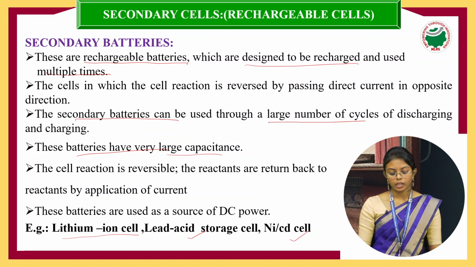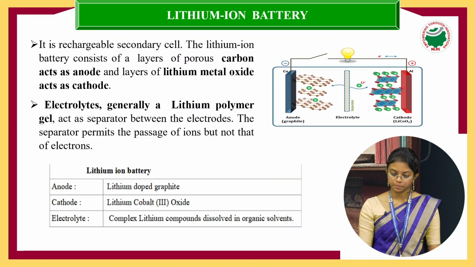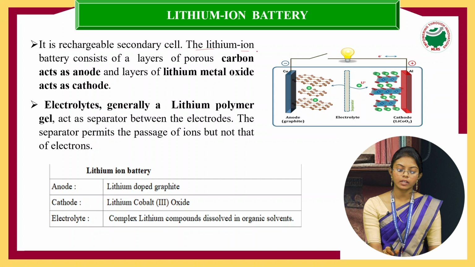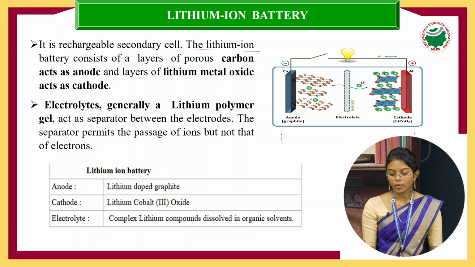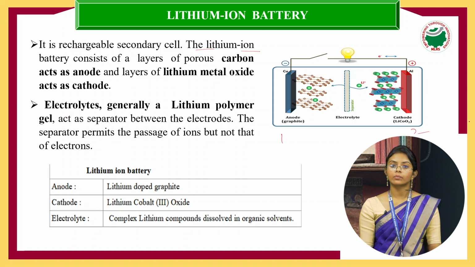Now we are going to discuss a type of cell, that is the lithium ion cell. As it comes under secondary batteries, it is a rechargeable battery. Like every cell, a lithium ion battery consists of two electrodes, one is the anode and the other one is the cathode.